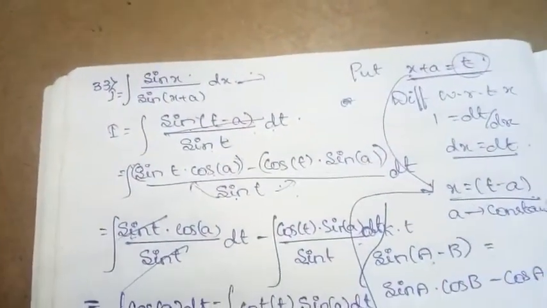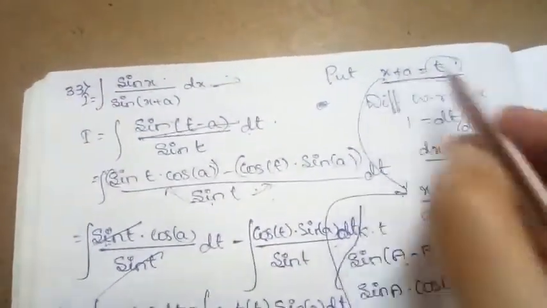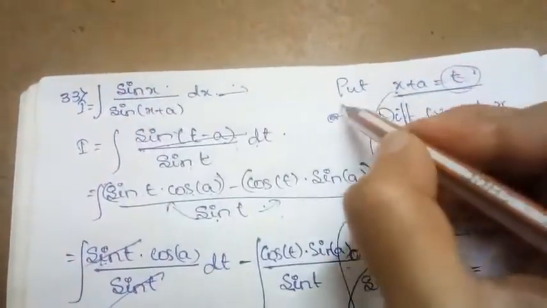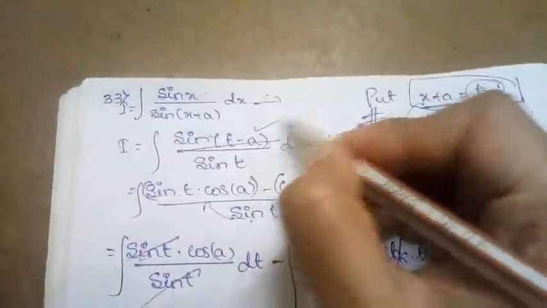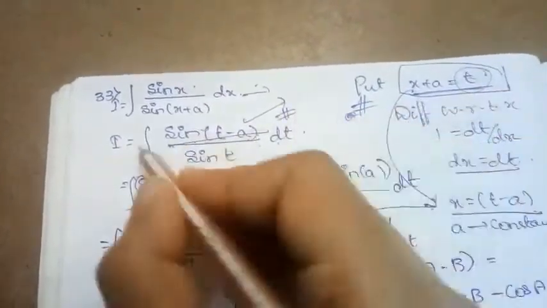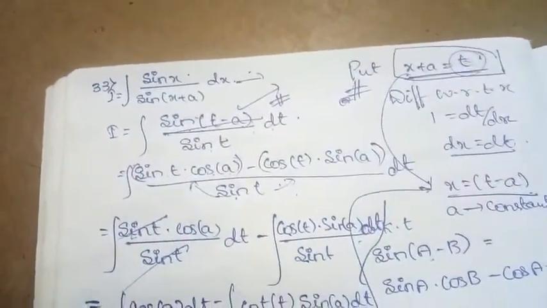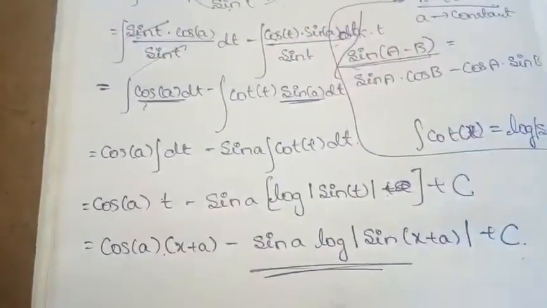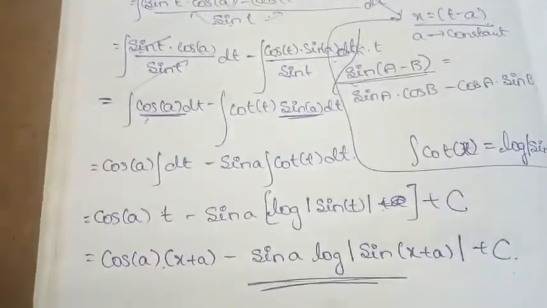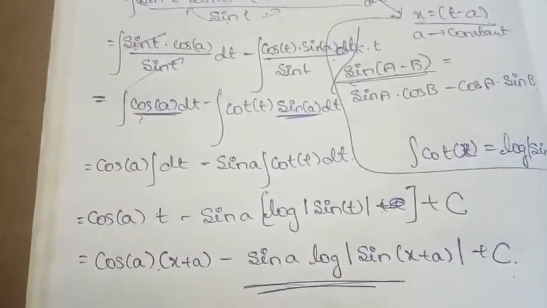The thing you need to remember in this type of question is that you take x plus a as equal to t and use the identity at this stage, that is, for sin(t minus a) you use the identity sin a minus b. Then further simplification goes along with the general steps of integration.